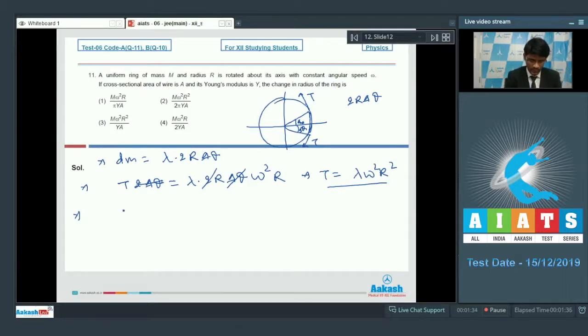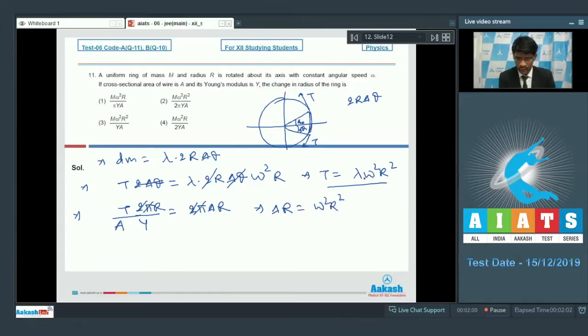That means if T is the tension and area is A, here delta L divided by L, where L is how much? 2 pi r. Young's modulus Y must be equal to T over A divided by 2 pi delta r over 2 pi r. This one will cancel out and we have the change in radius as T divided by A Y into r. T being lambda omega square r square.